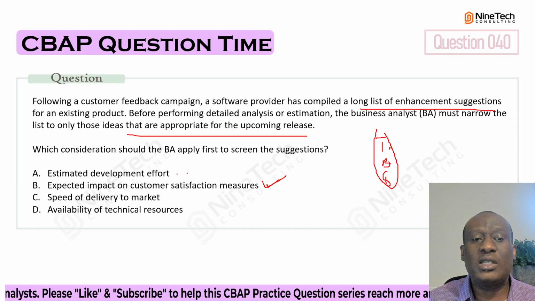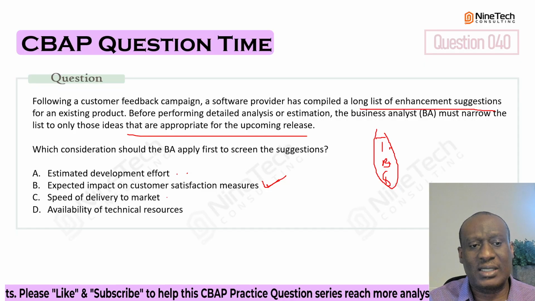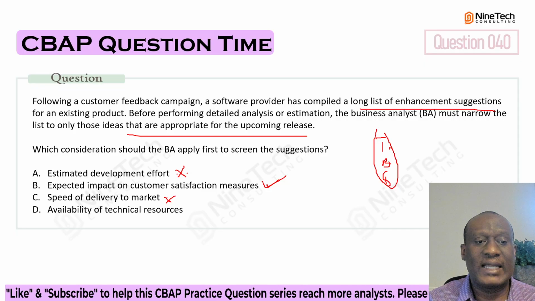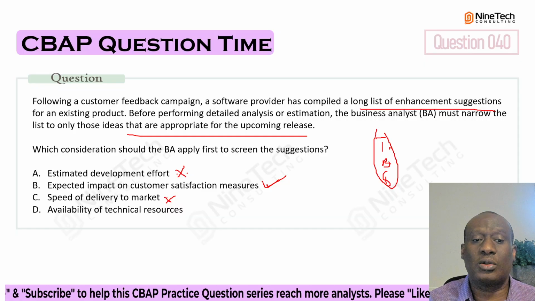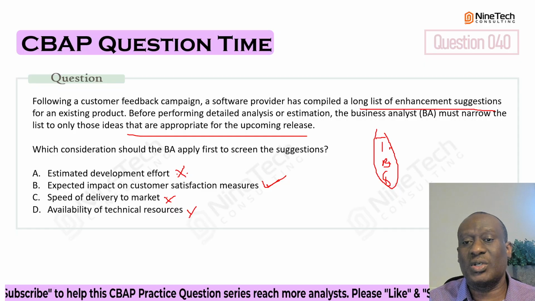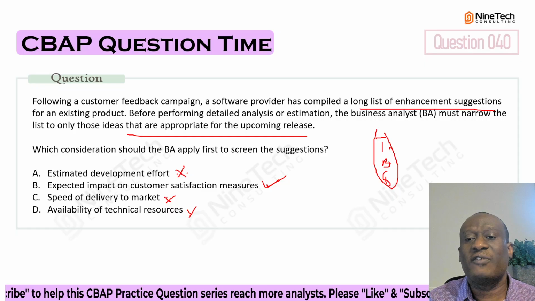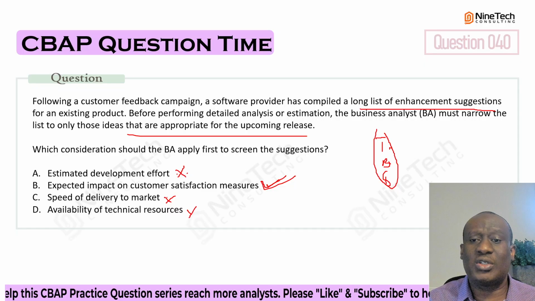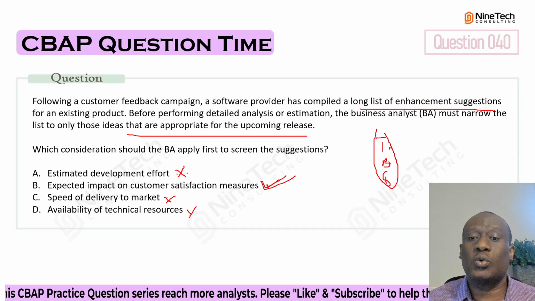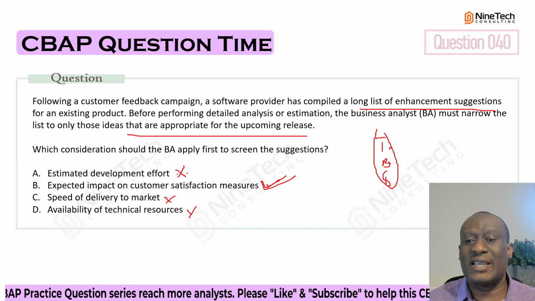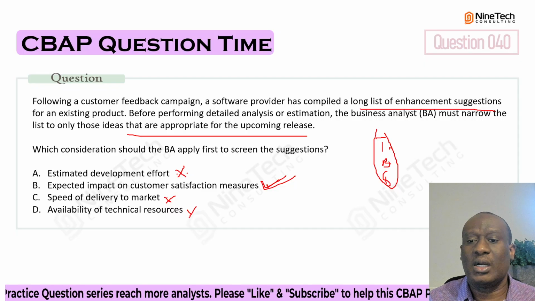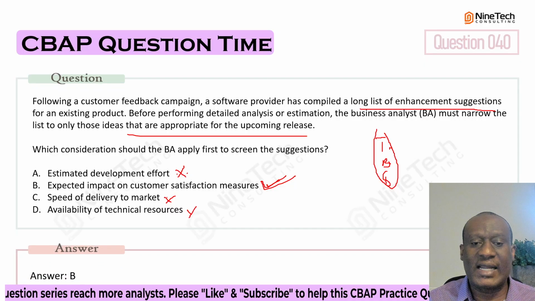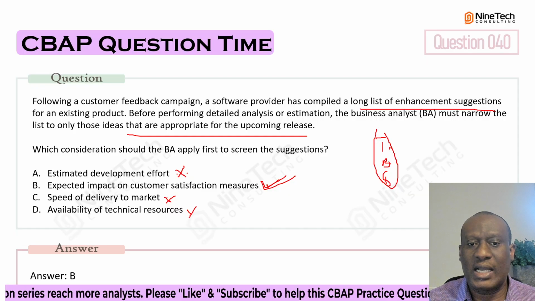Option C, speed of delivery to the market. While that is important, customer satisfaction outweighs that. So I'll say no to that. I'll say no to A. And D, availability of resources. This might be important, but doesn't really answer the question. So filtering ideas based on their alignment with customer satisfaction ensures that proposed enhancements directly support stakeholder value before assessing cost, effort, delivery, and timing. So this is the right answer, option B. Awesome. We got that answer, option B. That's a very good one.